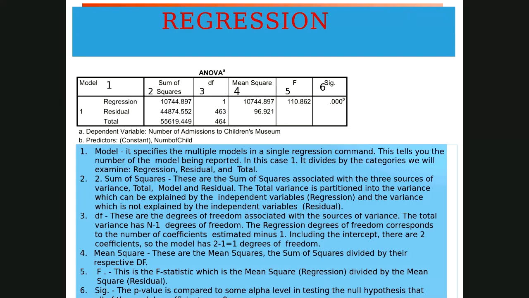Next, I'm going to show you the ANOVA table. Even though we did a regression, the table is called an ANOVA table. So I don't want you to get confused by that. This is still regression. As you can see in the first line, it says regression. The second line says residual, and it gives you a lot of information. So the first column here, this is the key. The first column tells you the model, and it specifies the number of the model being reported. In this case, because we only had two variables, we just have one model.